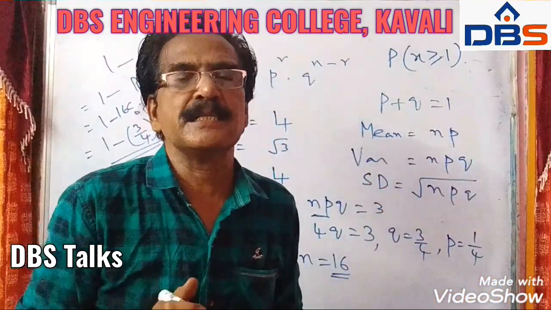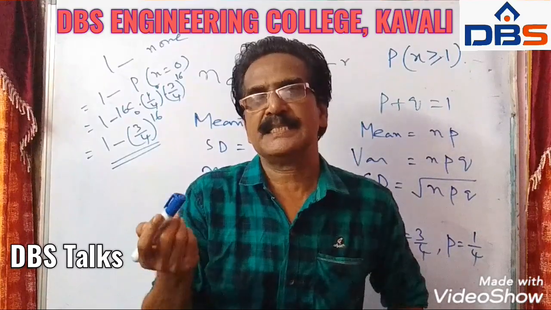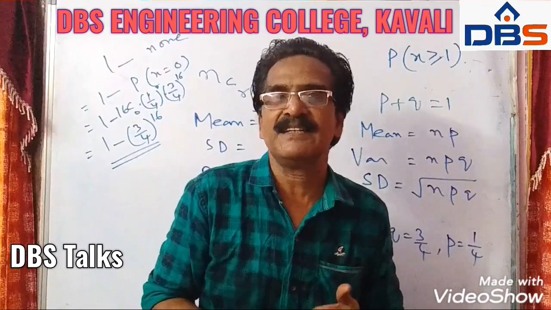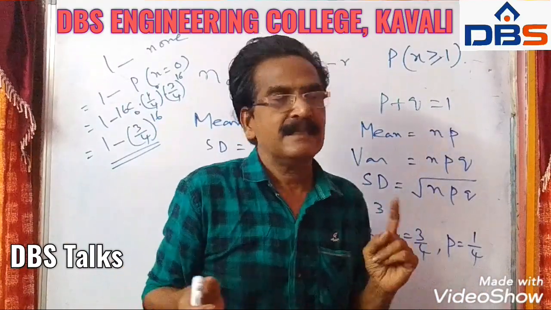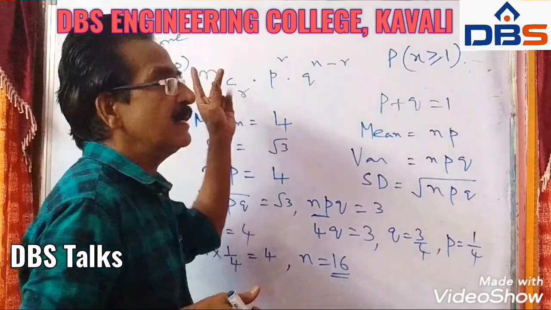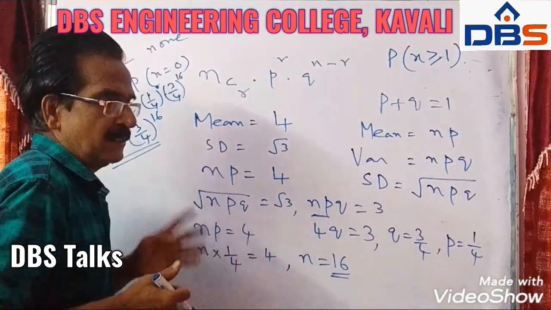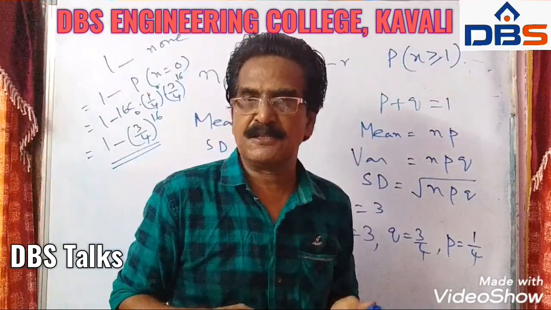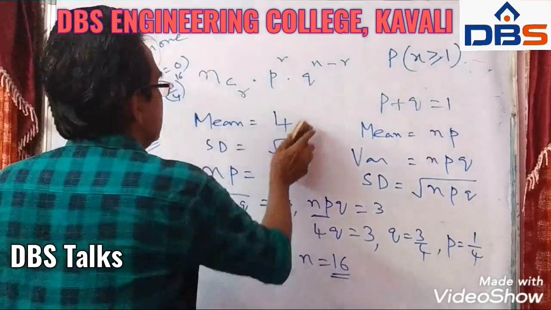Here the question asked is, what is P of x greater than or equal to 1? X greater than or equal to 1 means at least 1. At least 1 means 1 minus none, that is 1 minus P of x is equal to 0. This is the first problem, friends. It is an important problem, keep those points in mind.